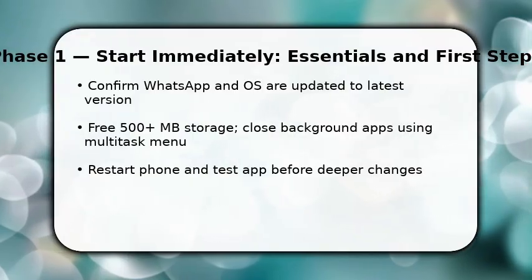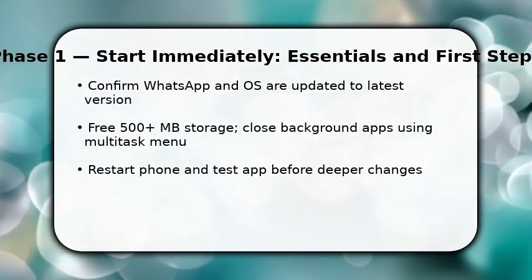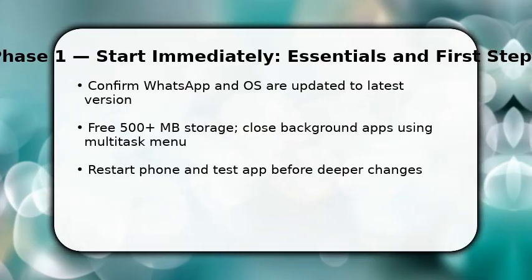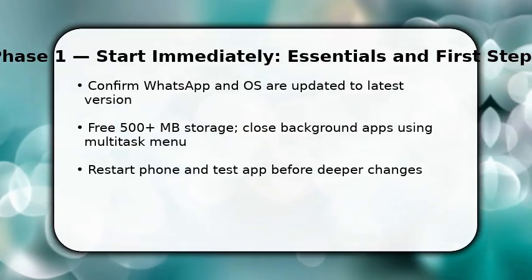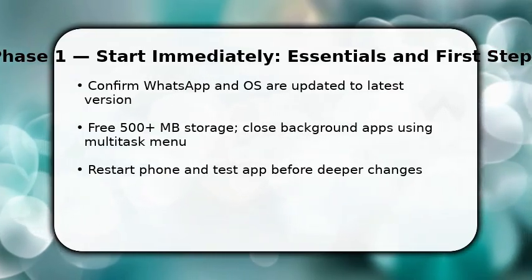You begin by verifying prerequisites. Update WhatsApp and your phone OS because outdated builds often crash. Once done, free at least 500 MB of storage and close heavy background apps. This reduces memory pressure that forces autoclose.